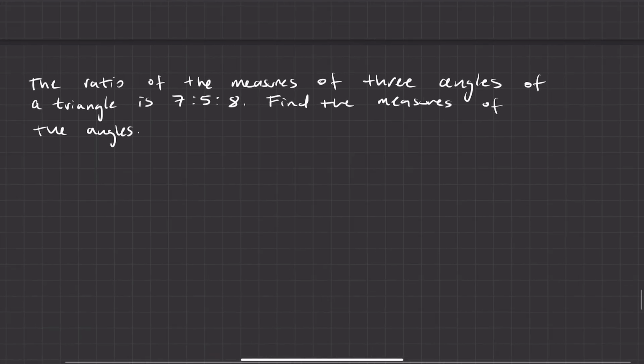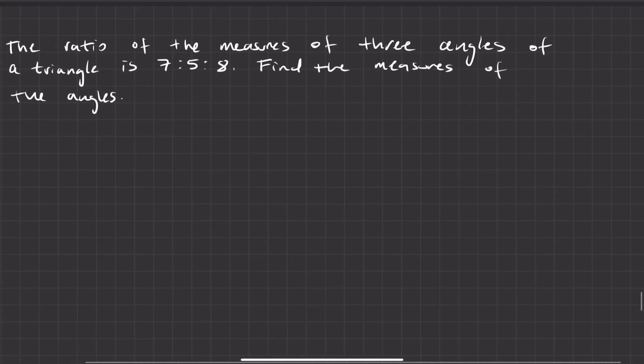Alright, here we're going to have some word problems. The ratio of the measures of the three angles of a triangle is 7 to 5 to 8. Find the measure of the angles, okay?